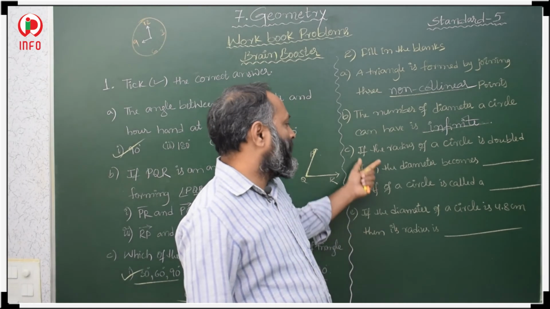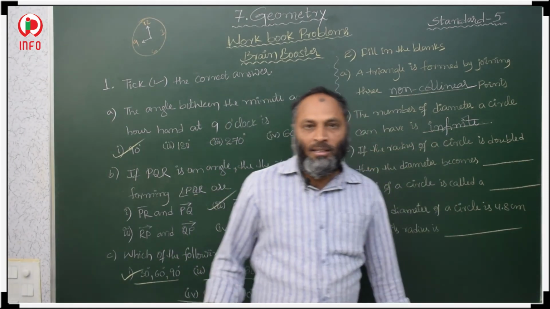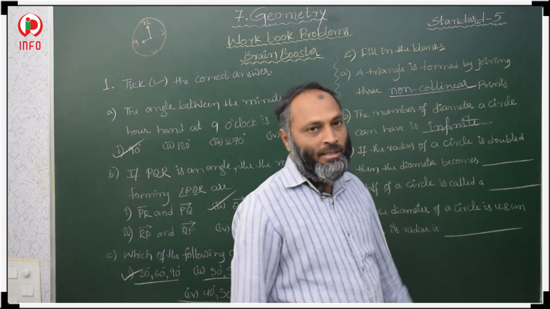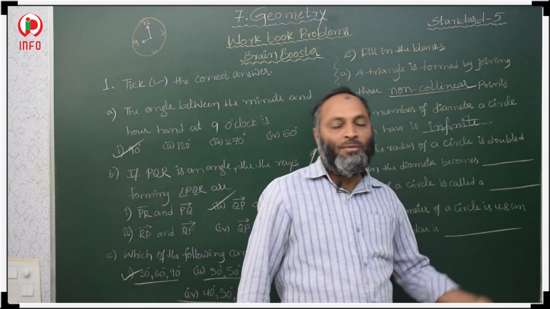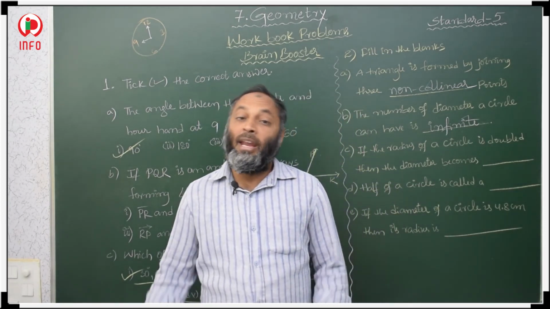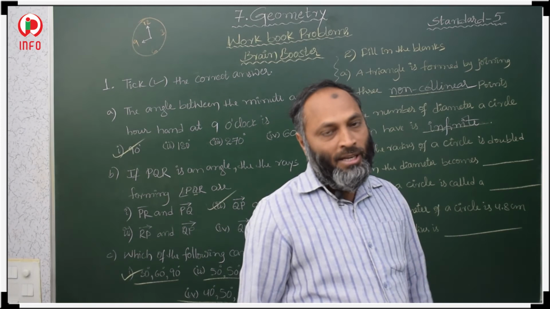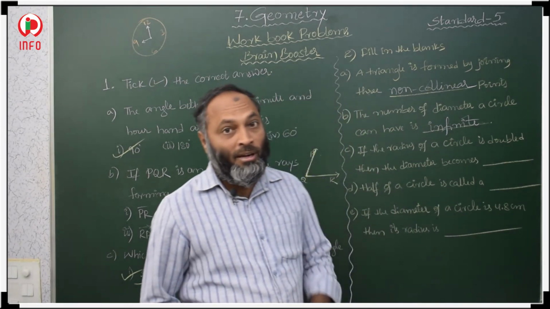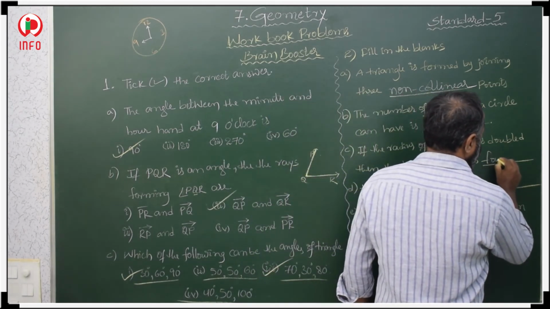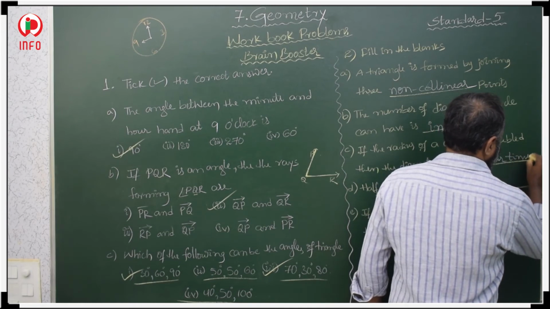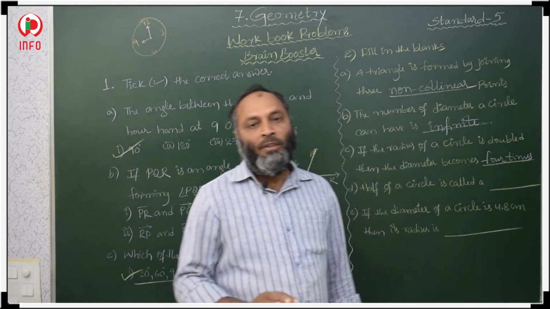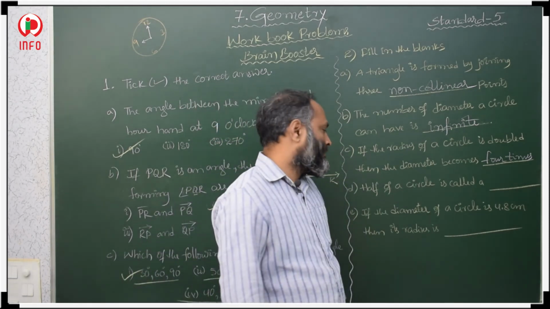Okay, here, the radius of a circle is doubled. Then what will happen to the diameter? You will get 4 times. We are doubling the radius. Suppose 4 is the radius; after doubling, you get 8 as the radius. So the diameter is increased by 4 times. If the radius is doubled, then the diameter becomes 4 times. If it is tripled, then the diameter becomes 6 times, like that.